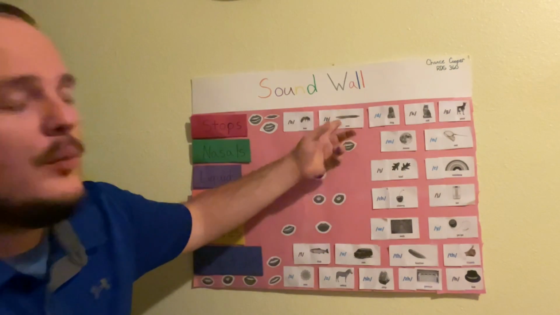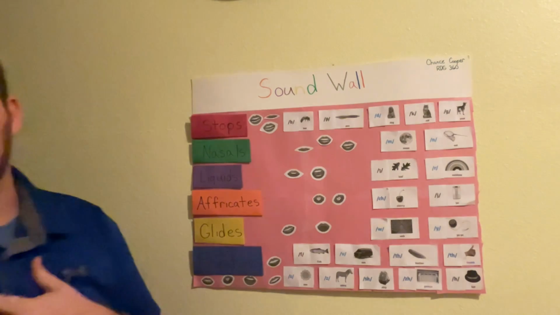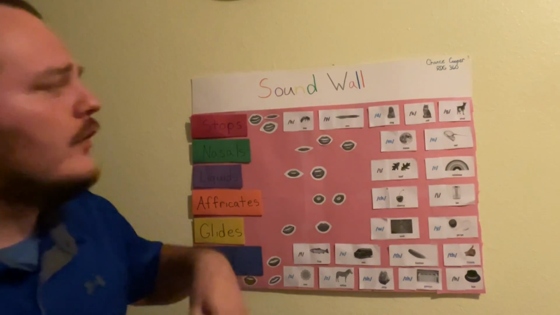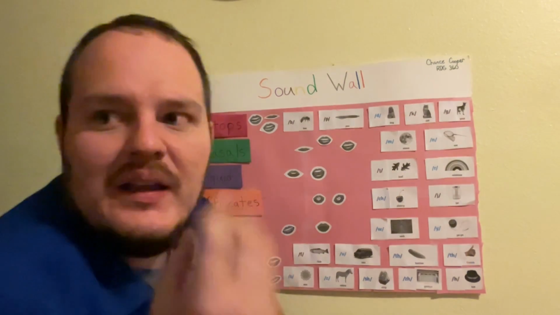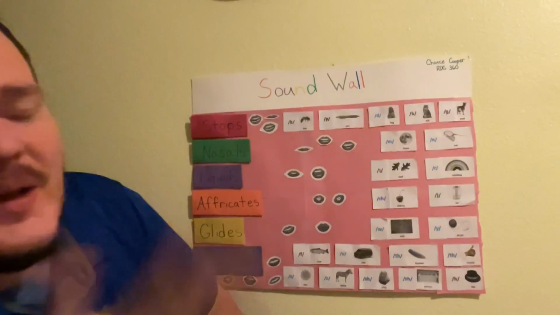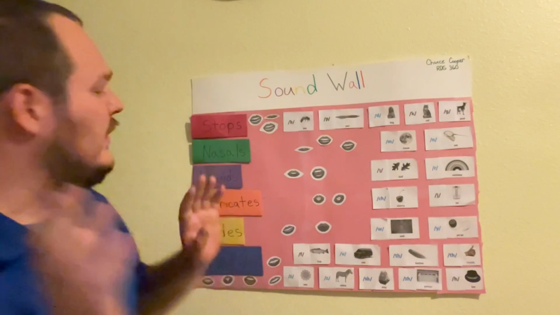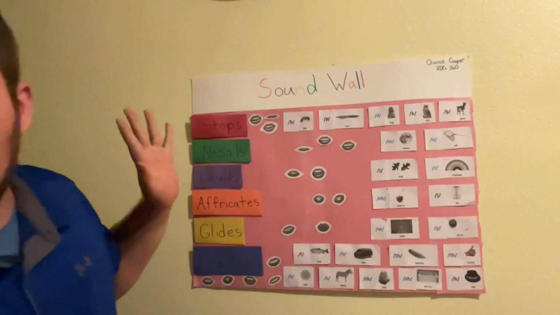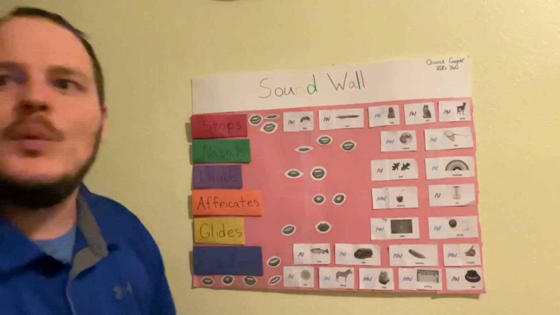That's a pen. So in. It's a good reference. And then it lets them also look at the mouth. They can look at the mouth and see how it's opening up, and they can mimic it, or it helps them better understand how it's coming out. Well, that's pretty much the main points of the sound wall.